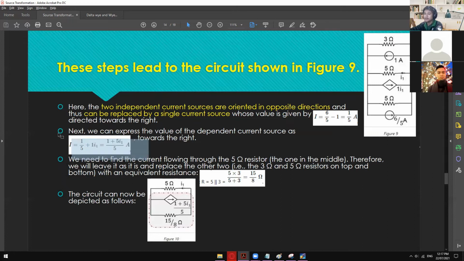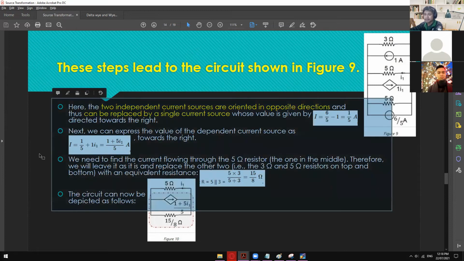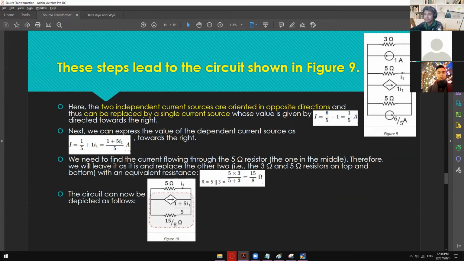Okay, and then for this one, you can now combine them as one. The result of 1/5 will be added with this 1 i sub 1 right here. So 1/5 plus 1 i sub 1 is equal to (1 plus 5 i sub 1) divided by 5. Just apply basic algebra and you will arrive at this kind of equation. Or you can simply eliminate the denominator by multiplying 5 on the entire equation, and then you will get this one.